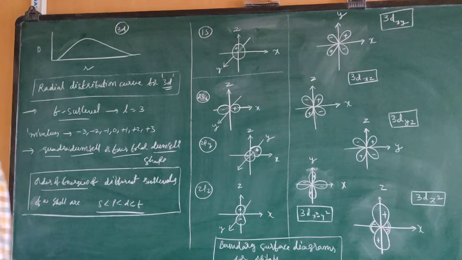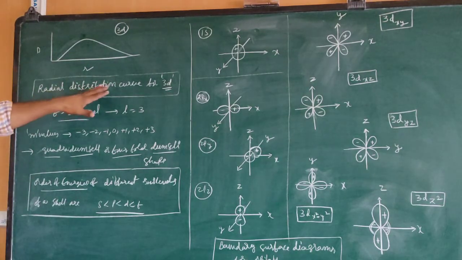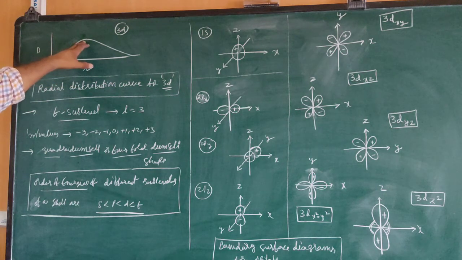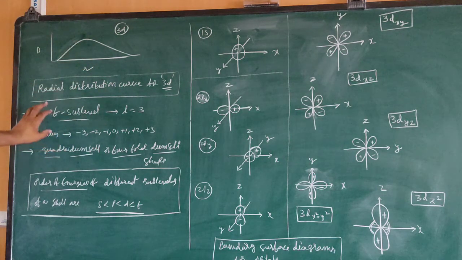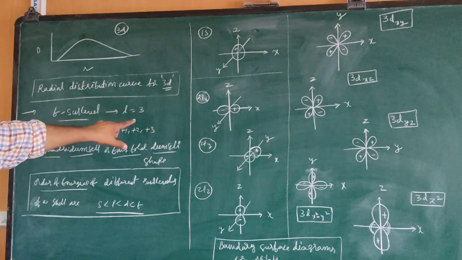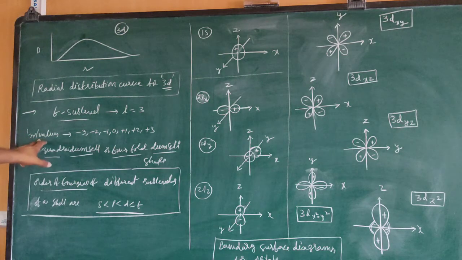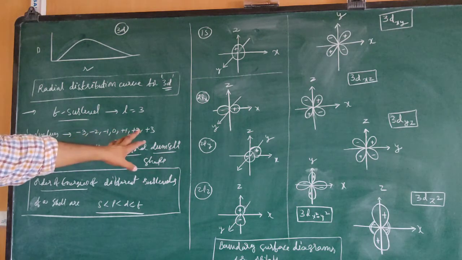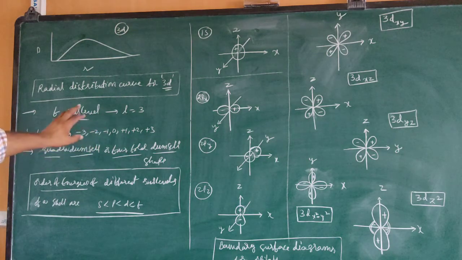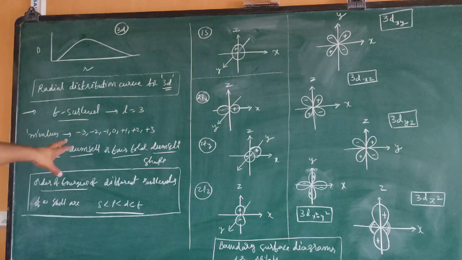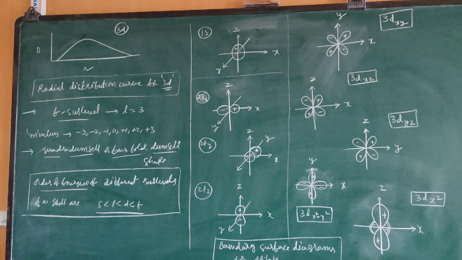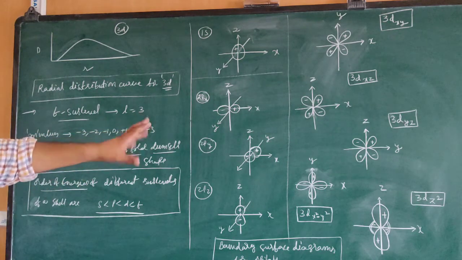Next, this is the radial distribution curve for the 3d orbital. It has only one peak. Next, this is the f sublevel. For the f sublevel, l is equal to 3. So m values range from -3 to +3. So there are 7 different f orbitals. Their shape is quadrangular or four-fold shape. That is somewhat complex, not easy to represent on the board.